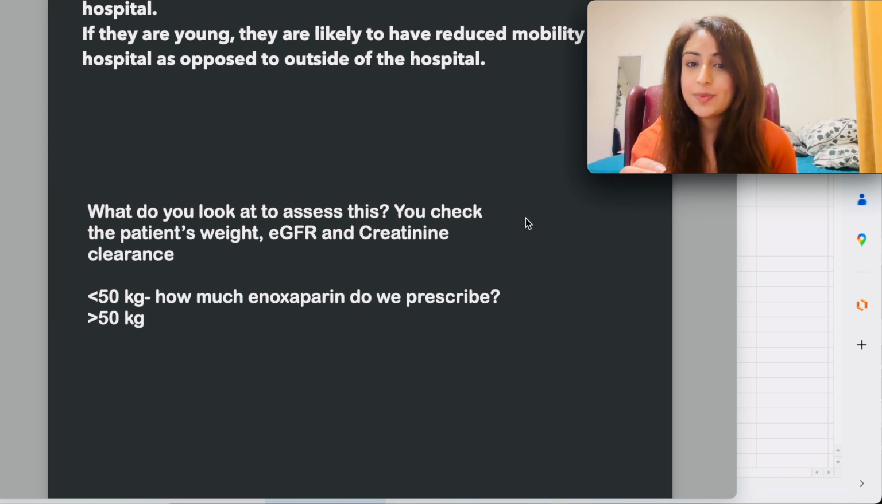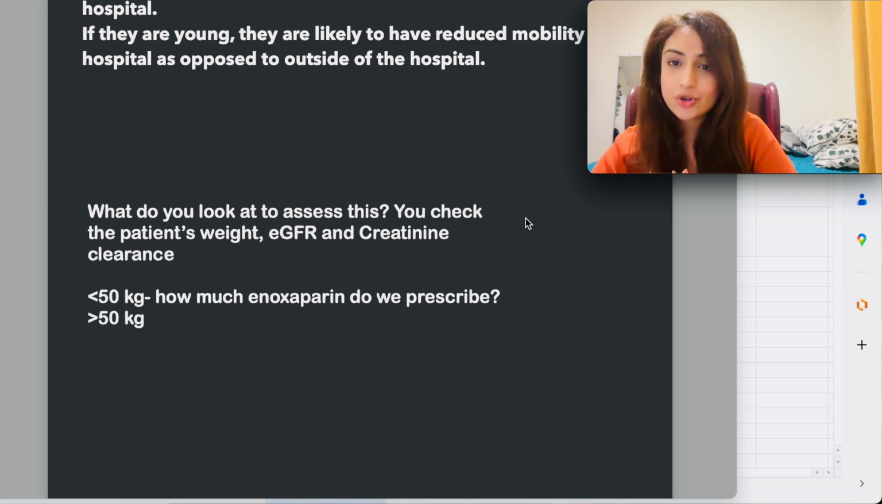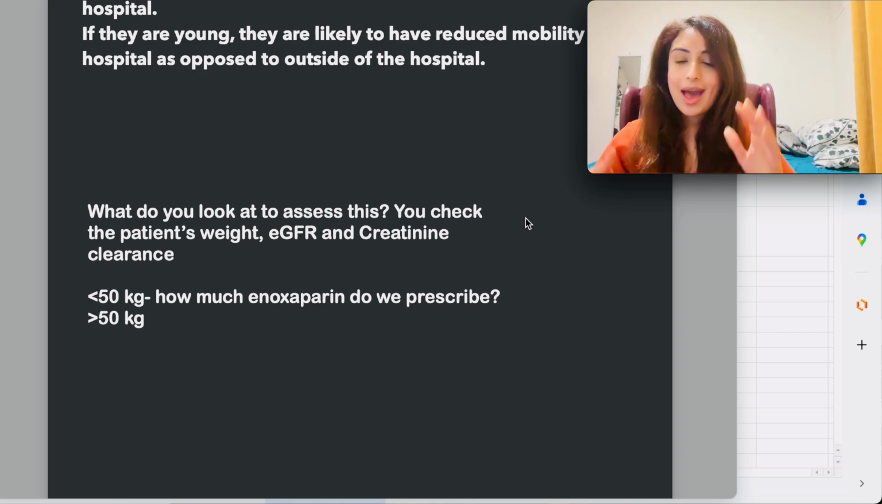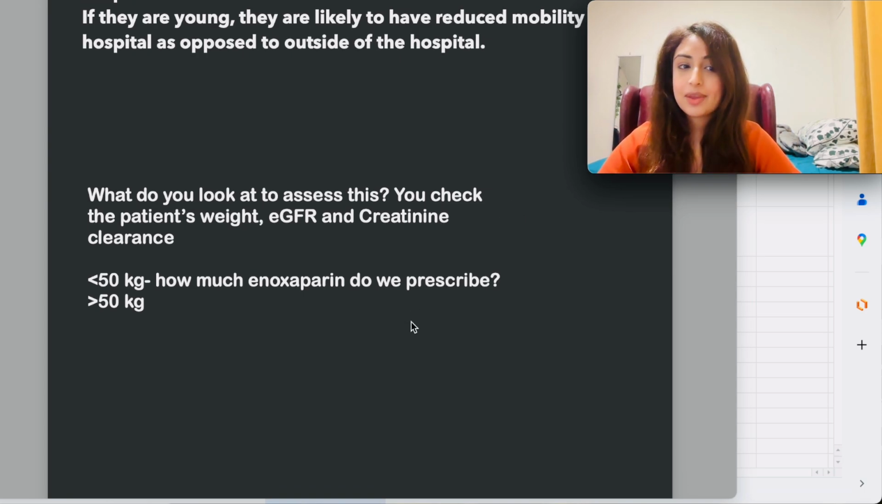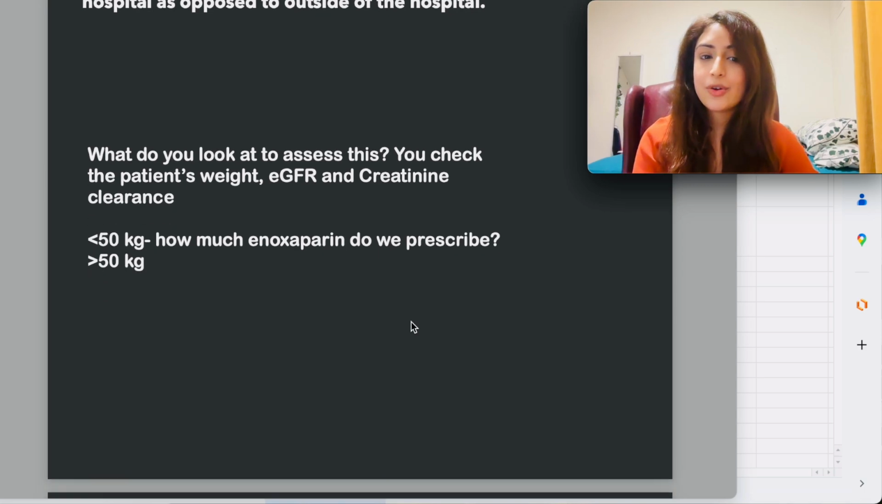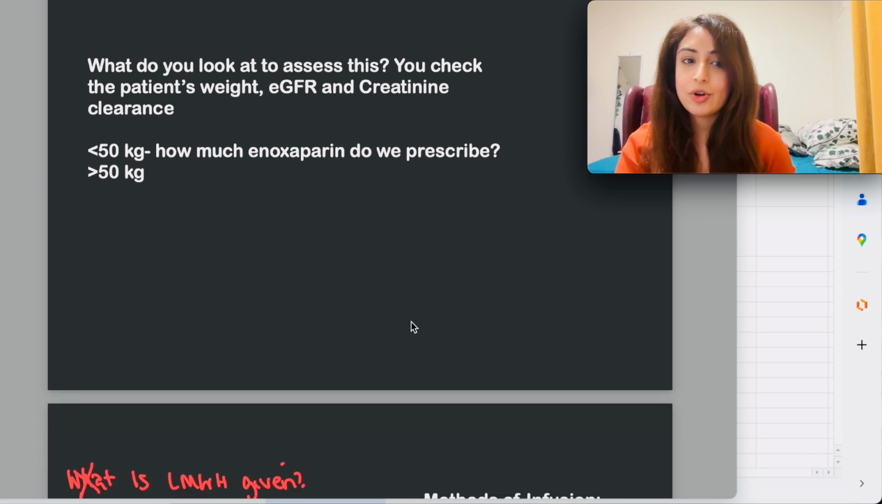What do we check in each patient that we're prescribing VTE prophylaxis for? You check their kidney function because if any patient's kidney function drops, then they're going to have accumulation of that low molecular weight heparin in their body. And if they have accumulation, then that is going to be too high of a blood thinner. That is going to be too high of a bleeding risk. Okay, we also check the patient's weight. So there's guidelines for less than 50 kilograms, this is the dose of enoxaparin we prescribe. More than 50 kilograms, this is the dose of enoxaparin we prescribe.